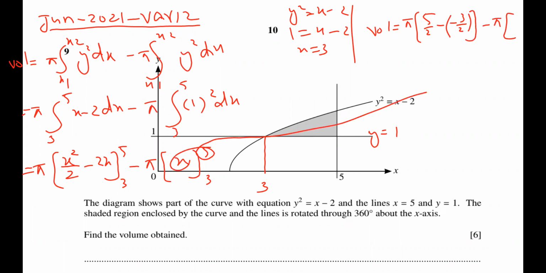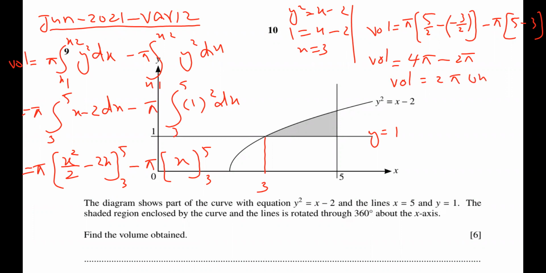Now I'll discuss this one. 5 in the place of x, and then lower limit 3. I get 2. Okay, what about this one? We solve it: 5 divided by 2 plus 3 divided by 2. I got 4 pi. So this turned out to be 4 pi, and this turned out to be 2 pi. And ultimately the volume becomes 2 pi unit cube.